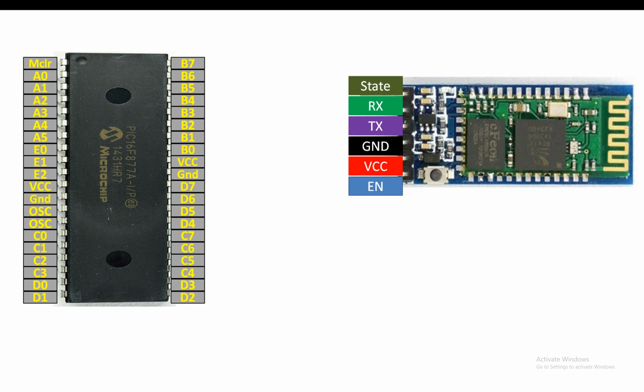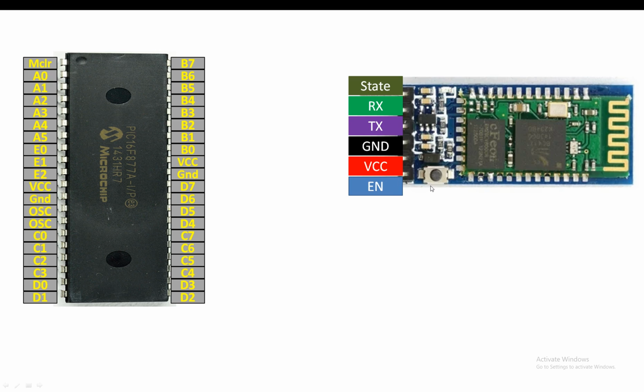But if you want to send AT commands, like you want to change the password and the baud rate, then you have to send AT commands. Then you have to connect it to high. You have to send it high. You have to send a 1 to it through a microcontroller. Either you short it with VCC or use a jumper.